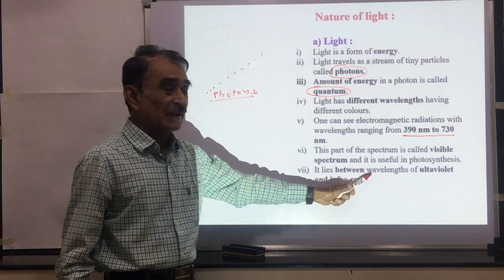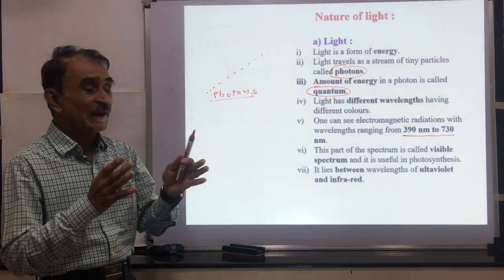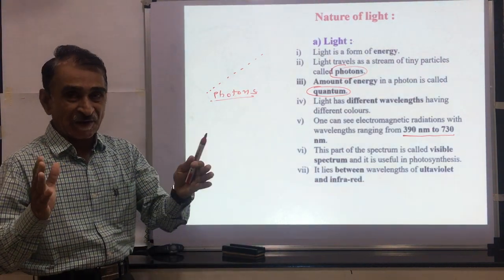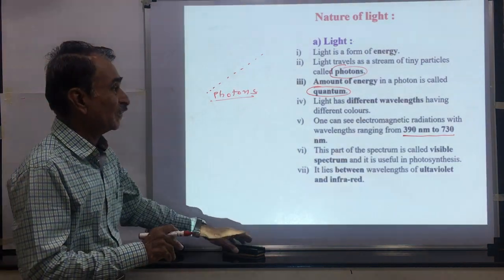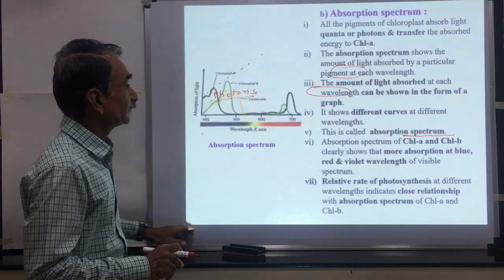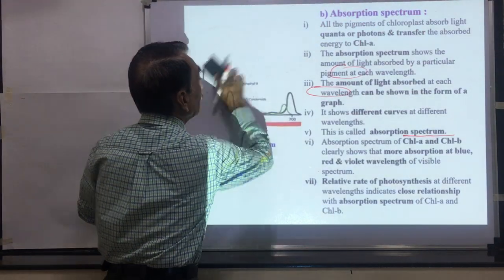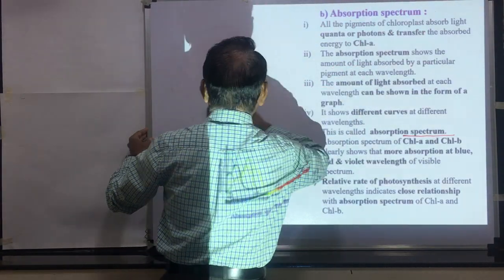This lies between the wavelengths of light, ultraviolet and infrared. The visible spectrum between ultraviolet and infrared is used in the process of photosynthesis. Then we shall look at the absorption spectrum.